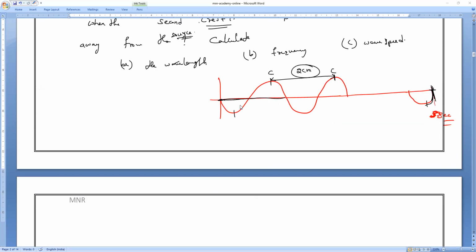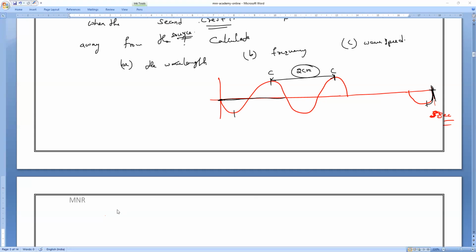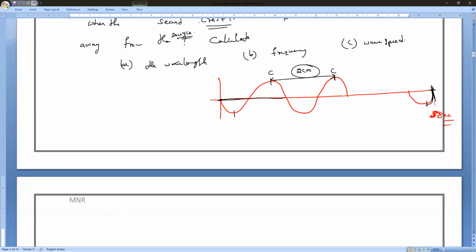Okay. So wavelength is equal to distance between the two successive crests. They have given the first crest and second crest is 2 centimeter. So what is that, everybody? Wavelength is equal to 2 centimeter. Distance between two consecutive what?